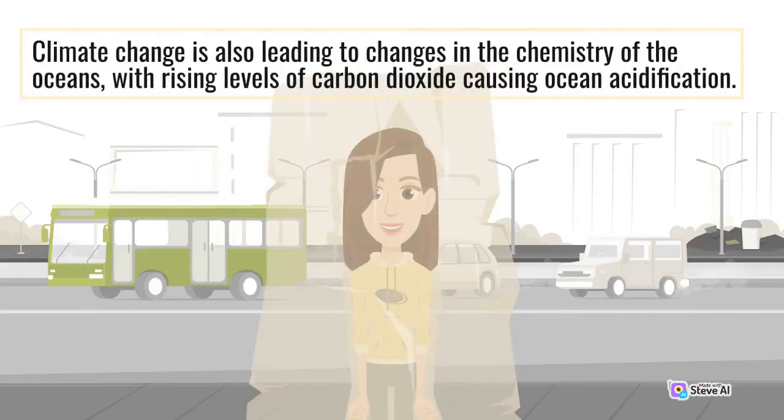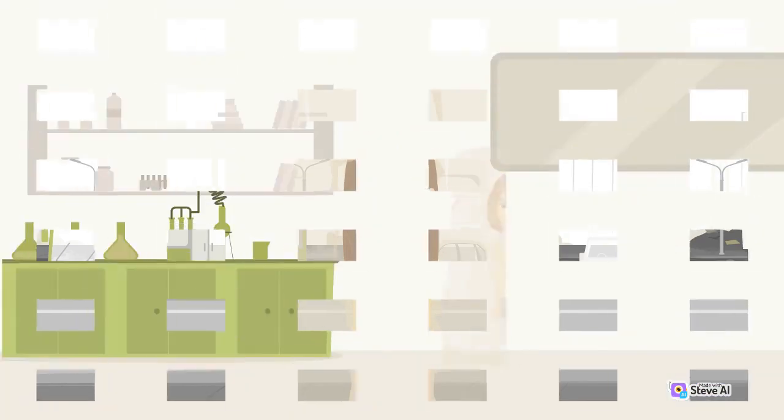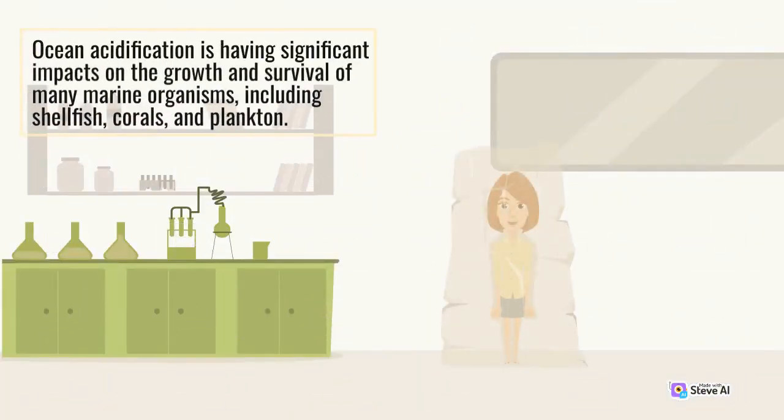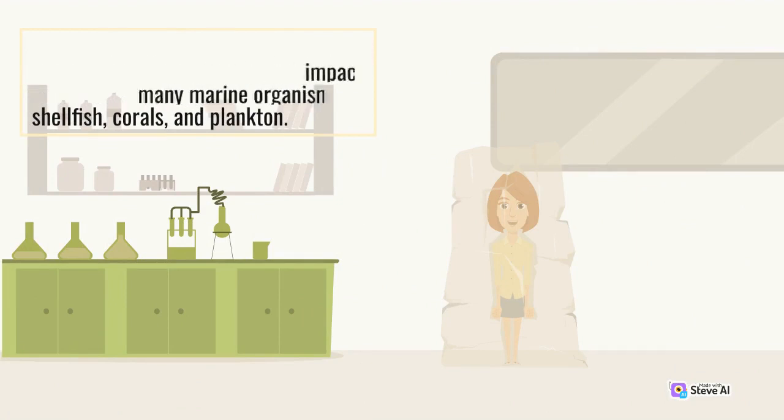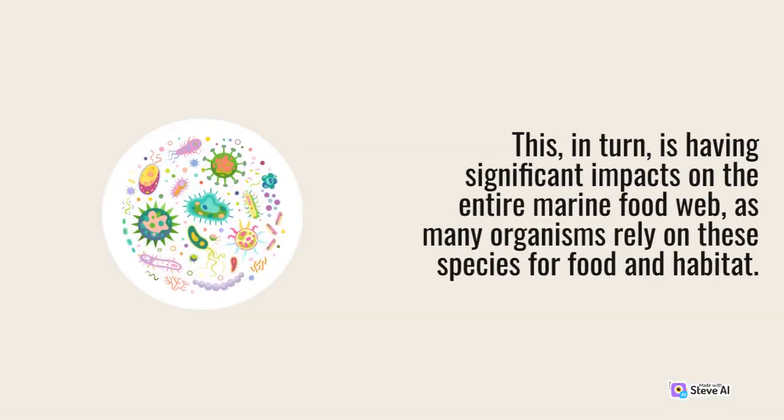Climate change is also leading to changes in the chemistry of the oceans, with rising levels of carbon dioxide causing ocean acidification. Ocean acidification is having significant impacts on the growth and survival of many marine organisms, including shellfish, corals, and plankton. This, in turn, is having significant impacts on the entire marine food web, as many organisms rely on these species for food and habitat.